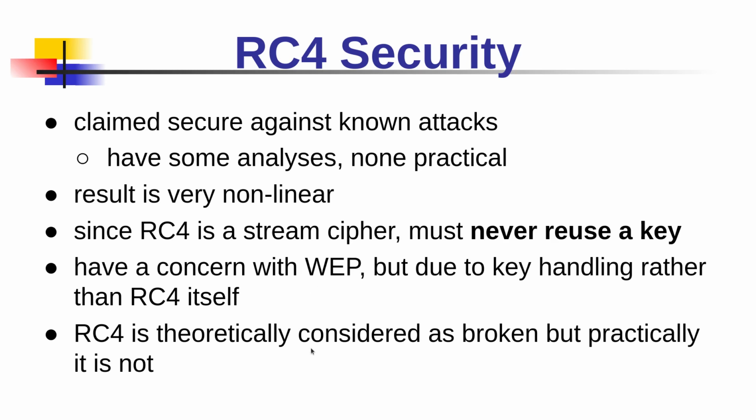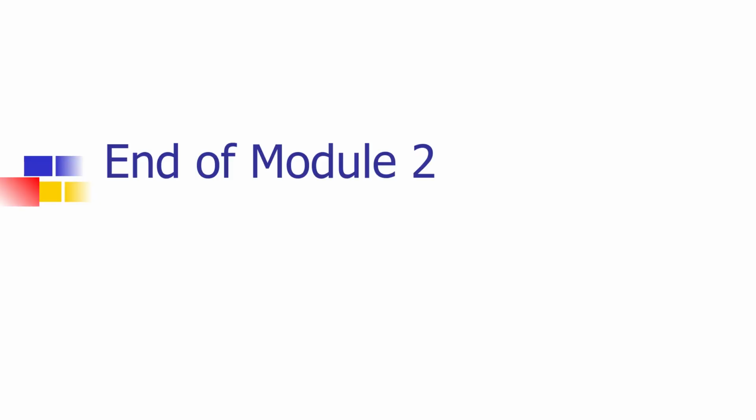Distributing the key securely is the problem when using RC4 with wireless encryption. So we can see that theoretically, even though there are attacks which can be done on RC4 to break its security, practically it has not been broken. And with this we come to the end of module 2. We'll continue with module 3 in the next class.